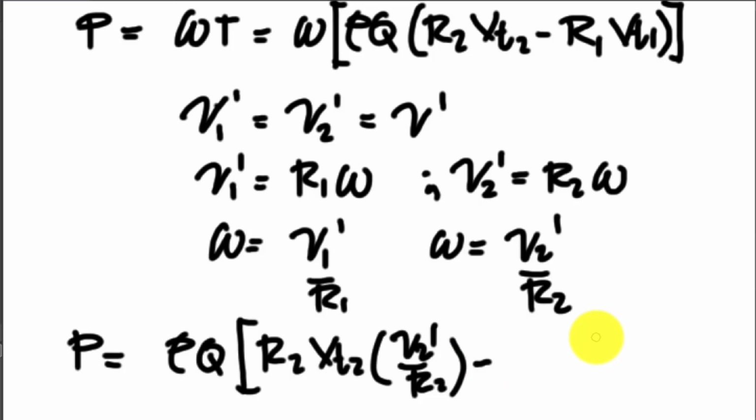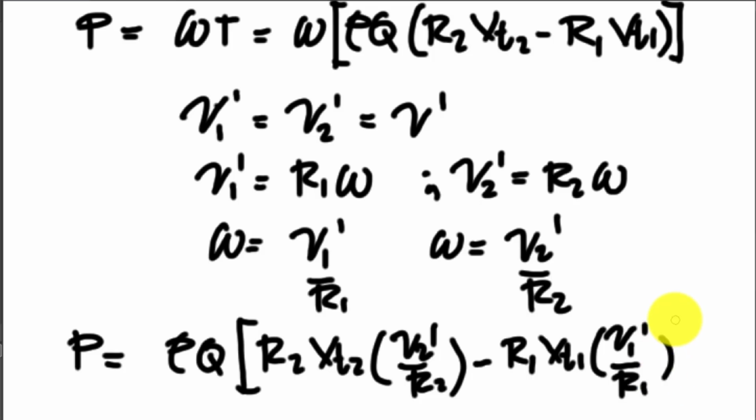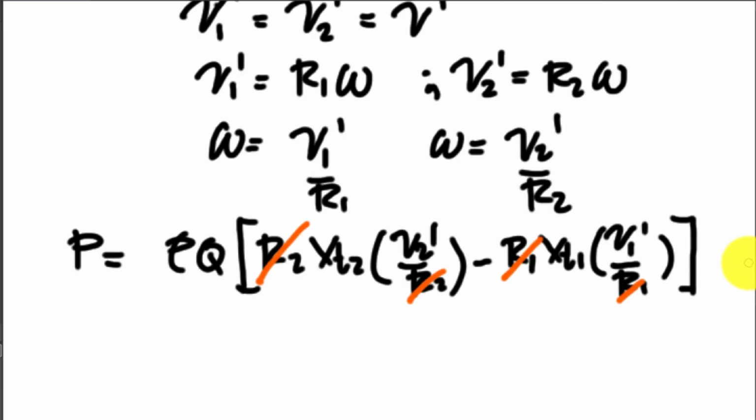And minus, no? So that will be minus my radius 1, tangential velocity 1, and multiply by the velocity 1 prime divided by radius 1. So bracket this one. So eventually, it will be cancelled out. The common ones here, let me cancel this one, and this one, and this one. Okay. So we can rewrite now your power.